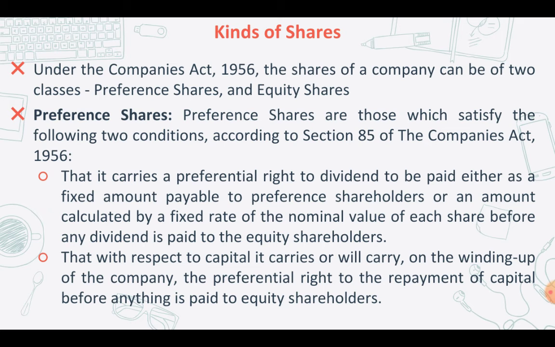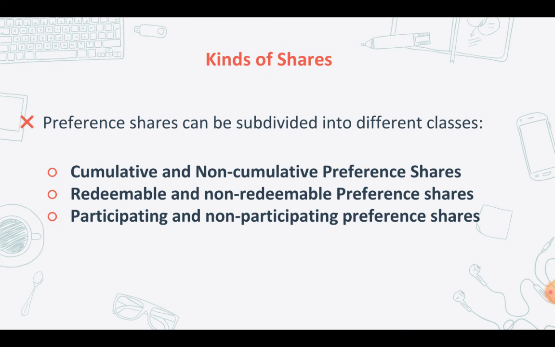And when it comes to shareholders, in order for a share to be termed as a preference share, it should be paid first before payment of your equity shareholders. That is what is being said in the second point. Okay, so these are the conditions which a share must satisfy to be termed as a preference share. Now, when we're talking about preference shares, they can additionally be divided into three kinds.